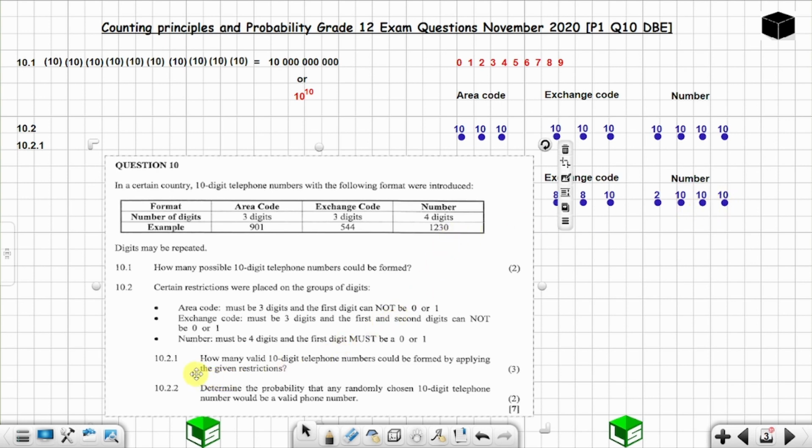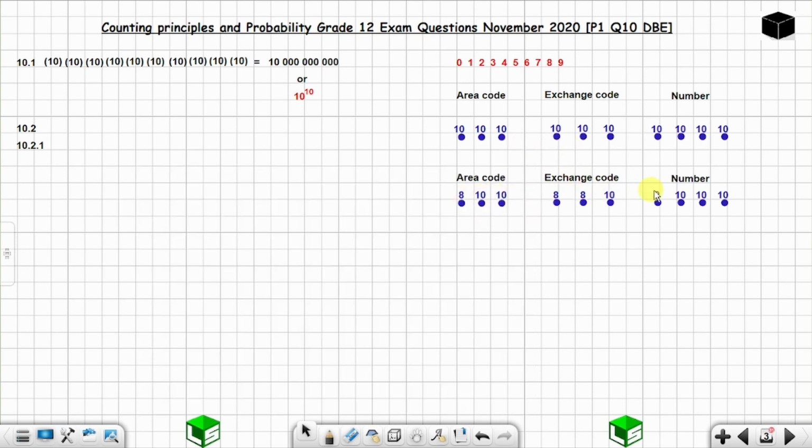So now, to find how many valid 10-digit telephone numbers could be formed by applying the given restriction, you are going to multiply these numbers. You have 8 times 10 times 10, and then times 8 times 8 times 10, and then times 2 times 10 times 10 times 10. This is how you can get the number of telephone numbers.